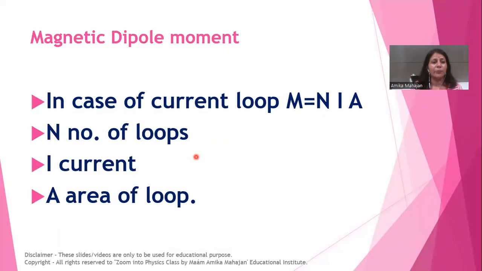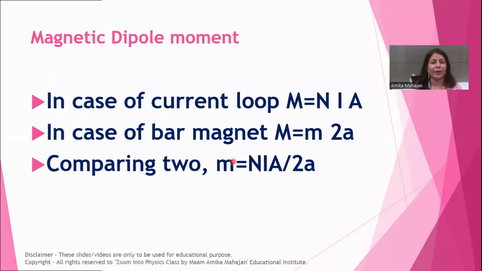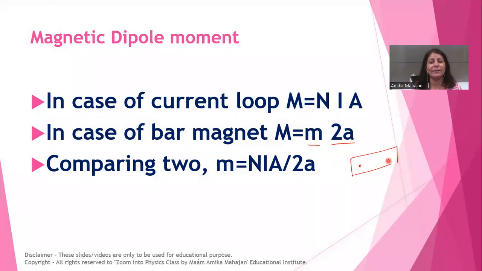Now, if we talk about magnetic dipole moment, in case of current loop, this is given by product of number of loops, current and area of each loop. So, this is the magnetic dipole moment in case of current loop. But in case of bar magnet, it is pole strength multiplied by distance between two poles. In case of bar magnet, actually what happens, pole strength is same.